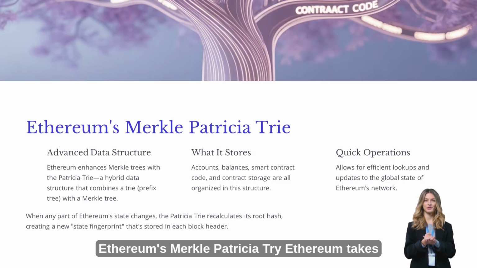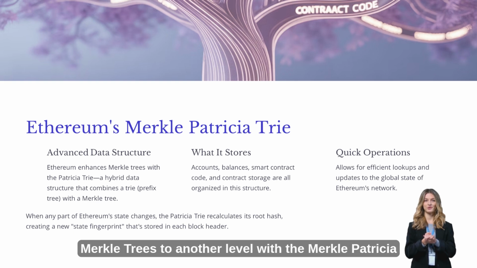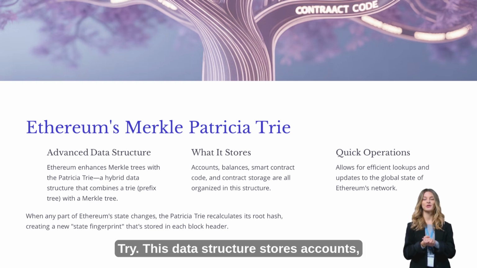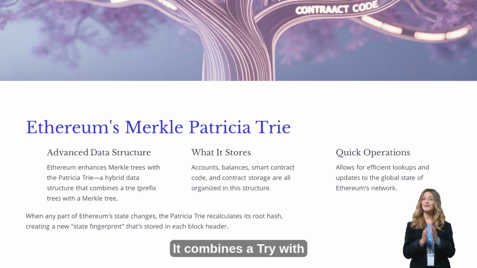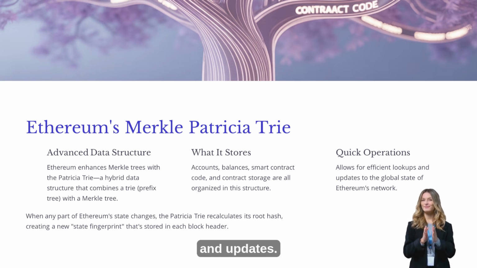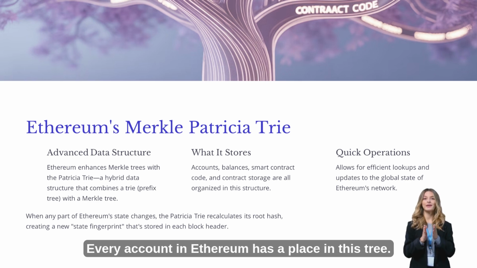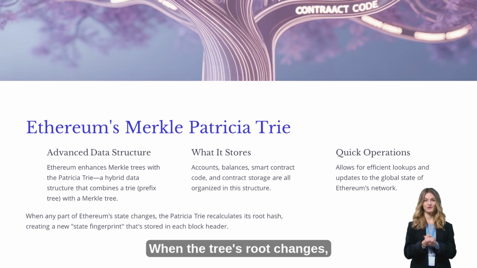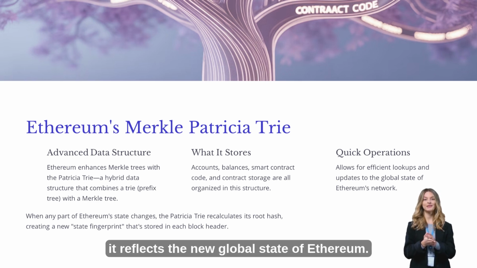Ethereum's Merkle-Patricia Trie. Ethereum takes Merkle trees to another level with the Merkle-Patricia Trie. This data structure stores accounts, balances, and smart contract code. It combines a trie, prefix tree, with a Merkle tree to allow quick lookups and updates. Every account in Ethereum has a place in this tree. When the tree's root changes, it reflects the new global state of Ethereum.